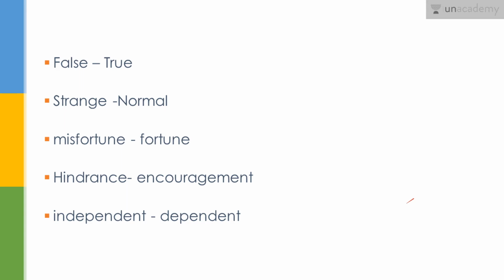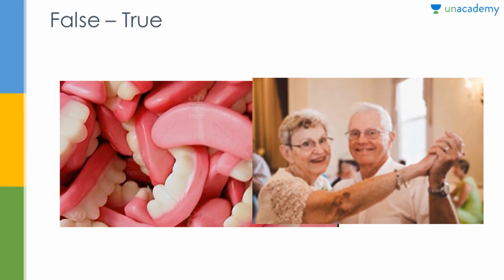So this is the slide where I've put in all the words that we are going to discuss today. These are the pairs of words: false, true; strange, normal; misfortune, fortune; hindrance, encouragement; independent, dependent. A few words are getting repeated because they were used in a different context in the previous slides. Here, for example, normal has been used again. Normal, abnormal, I had explained to you in the last lesson, but here the connotation of normal is different from the one that I explained in the earlier slides. So without wasting time, let's head back to our presentation.